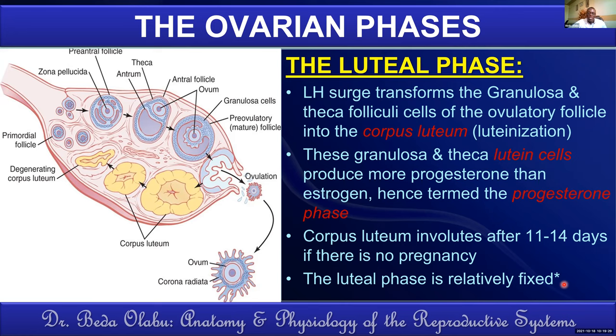That information is important when you are advising a couple that are planning to conceive or are planning not to conceive. Your advice based on the dating method or the maximizing method will be largely based on your knowledge of the fact that the luteal phase is relatively fixed. That will help you to estimate the timing, or let me say the correct timing or the most appropriate timing, of ovulation.